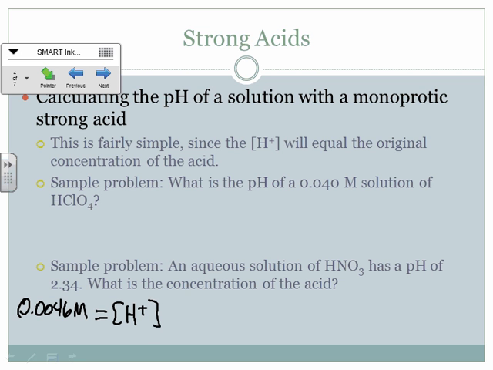Because HNO3, when that dissociates, it dissociates in a 1-to-1 ratio, right? There's only one H+ there. And it always dissociates because it's a strong acid. So this is going to be equal to our concentration of the acid itself. Okay? So 0.0046 is our answer here.